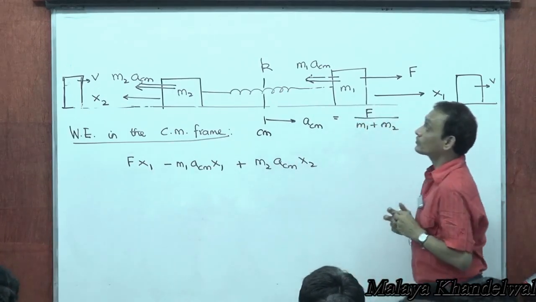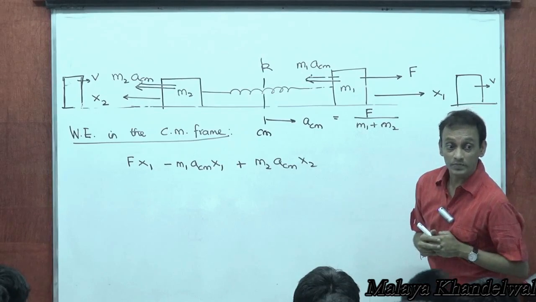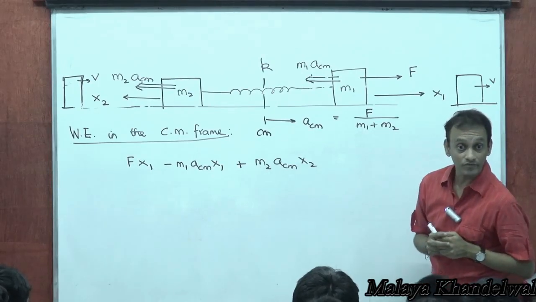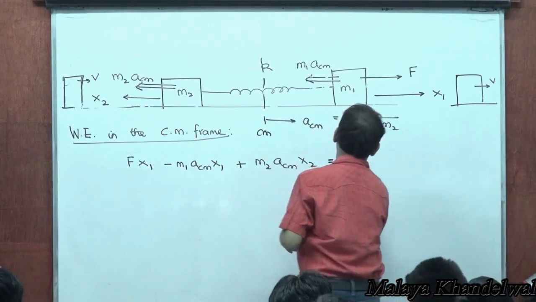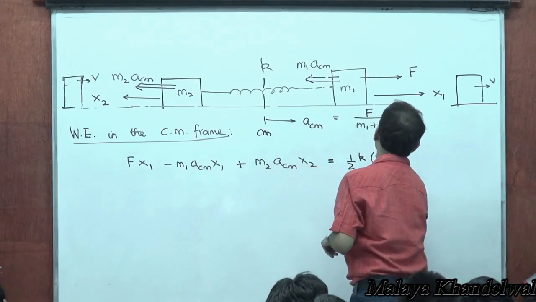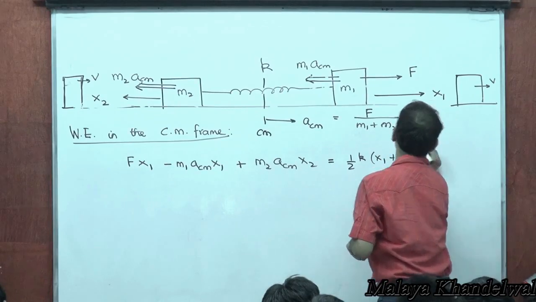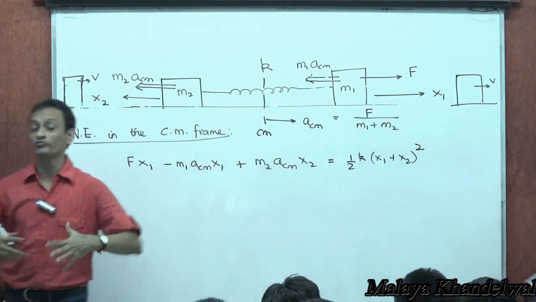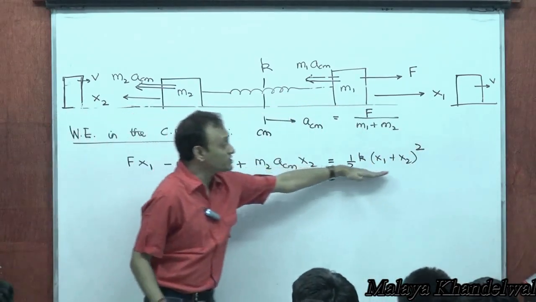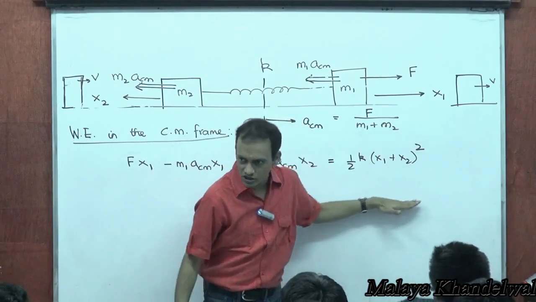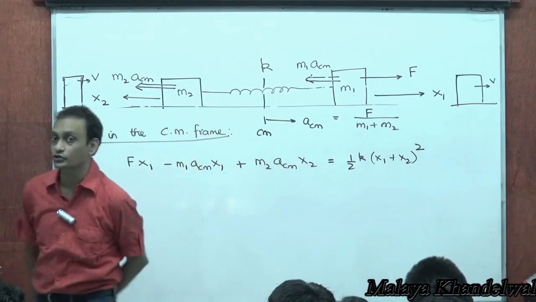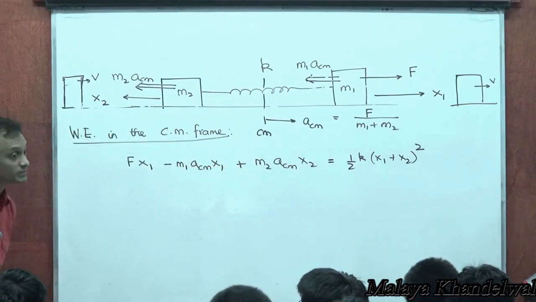Work done by, and there is also work done by the spring force, which is half k x1 plus x2 whole square. That's a change in potential. Work done by all forces, real and pseudo, must be change in kinetic energy plus change of potential energy of the spring. This is change of potential energy of the spring. Half k into x1 plus x2 whole square. Does it make sense to you?